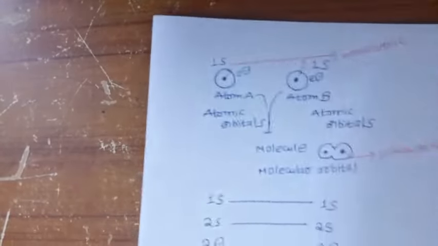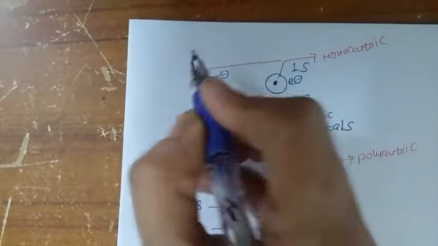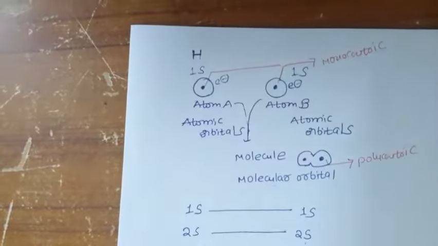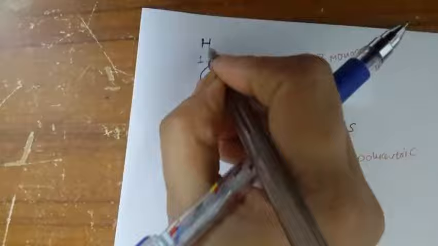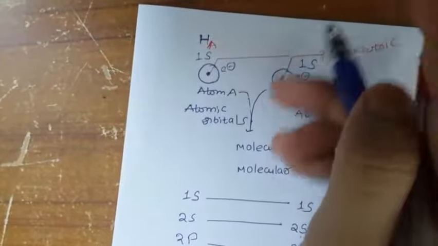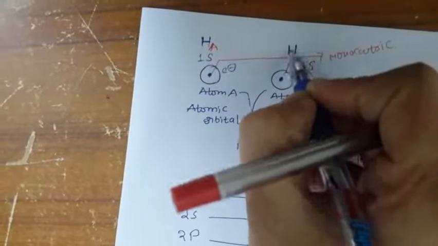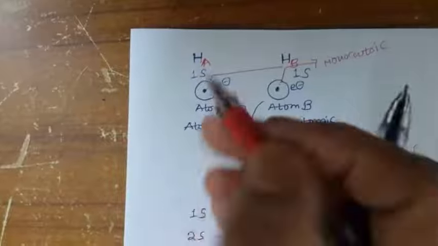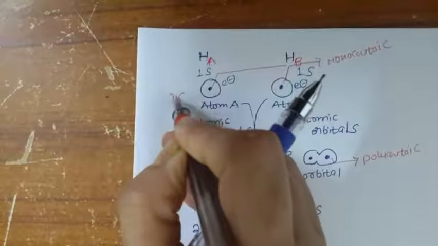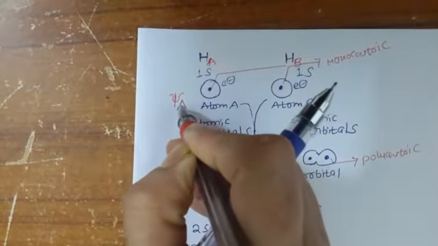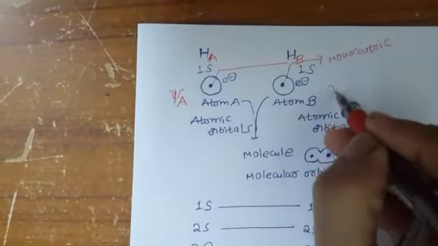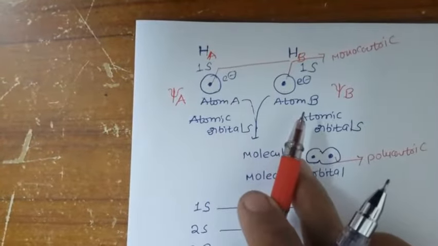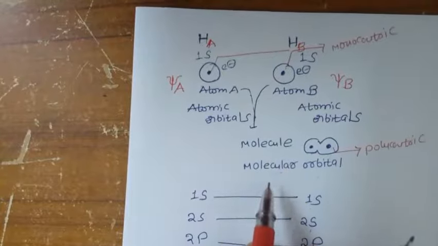Here we are talking about the formation of the hydrogen molecule. For example, this is hydrogen atom A and this is hydrogen atom B. For hydrogen atom A, I will assign the orbital wave function as psi A, and for B, psi B. Just now we discussed that atomic orbitals combine to form molecular orbitals.